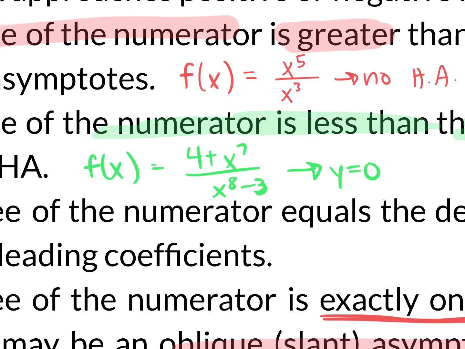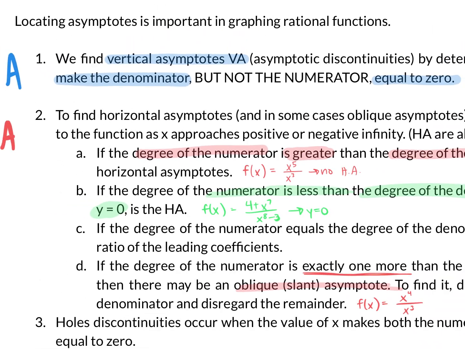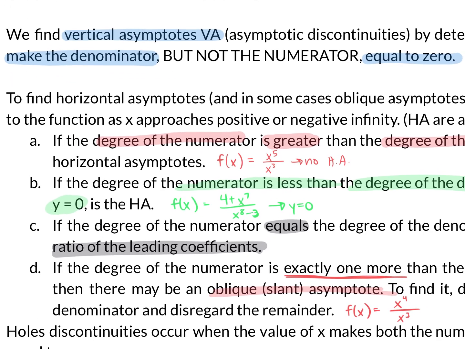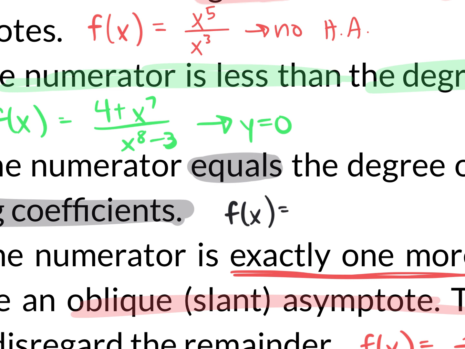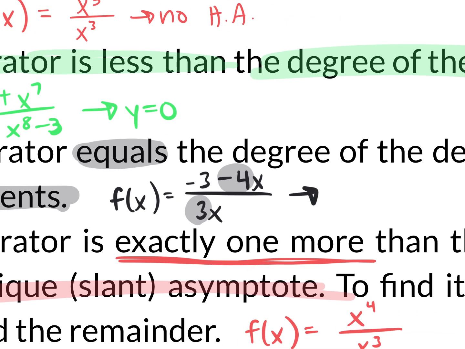And then the last horizontal asymptote on there talks about if they are equal. So if the degree of the numerator is equal to the degree of the denominator, then your horizontal asymptote is the ratio of the leading coefficients. So for example, if we had f of x equals -3 minus 4x divided by 3x, the degree of both of those would be what? 1, right? So I would look specifically at the numbers in front of x, -4 and +3. So my horizontal asymptote would be y equals -4/3.